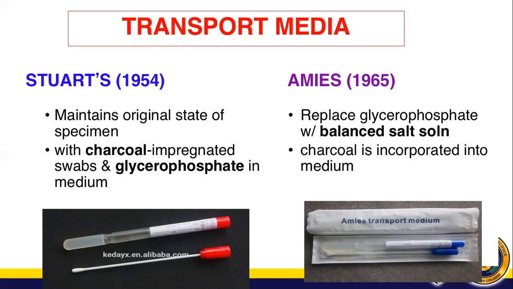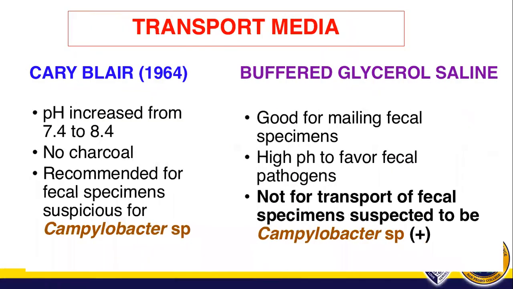Okay, and then we have Cary-Blair. Okay, so Cary-Blair is also similar to Stewart's, but it's modified for fecal specimen. Okay, so the pH is also changed to 8.4 from 7.4. Okay, so the pH is increased. So this is perfect for fecal organisms. So charcoal is also removed in this setup. It is recommended for fecal specimen that is suspicious for Campylobacter species.